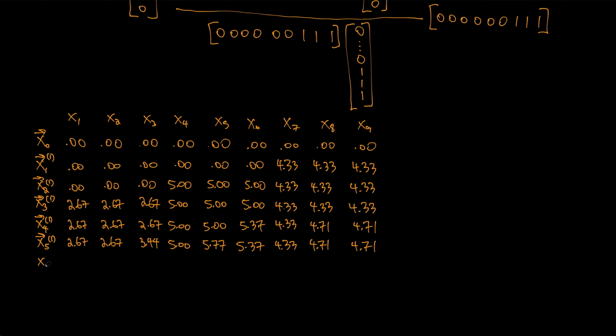And then for x61, we'll get 0.49, 0.49, 3.44, 2.83, 5.77, 5.37, 5.10, 4.71, 4.71. And we'll do x7, and we'll just keep going like this until we hit all 12 in the first cycle.